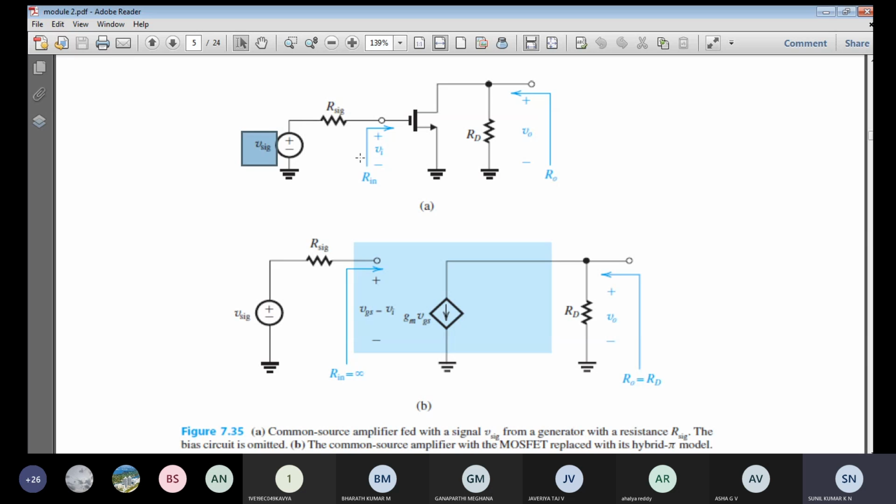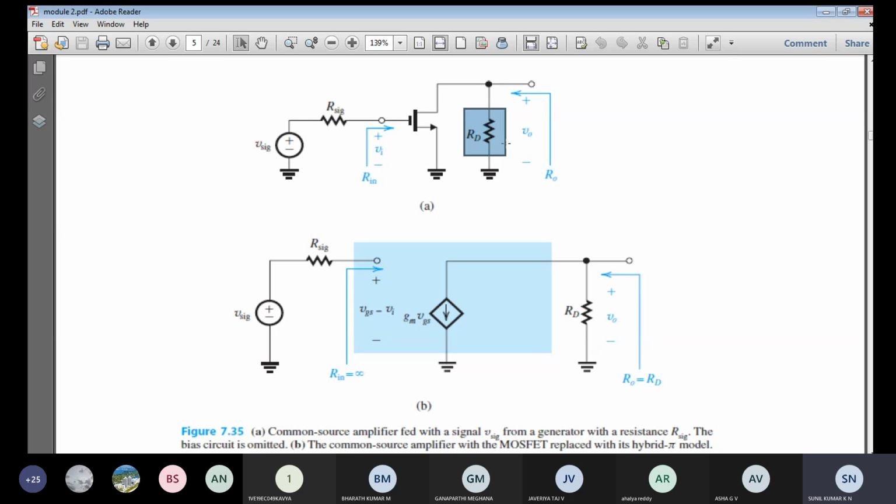So these things you should remember. So Rin is infinity, and V signal will be equal to Vi, and Vi will be equal to Vgs. So these three things you should remember in this common source amplifier. And then what is Vout? So Vout is the output voltage which is going to appear between the drain and source terminal. So between the drain and source, the resistance RD is connected.